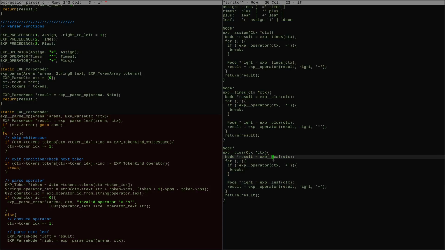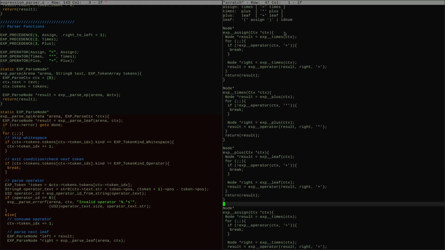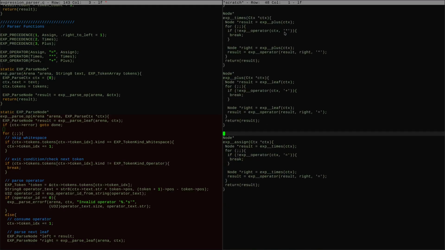So basically, this takes the leaf all the way up here, right? Because this is like assign calls times, calls plus, calls leaf. So it's like, okay, let's rewrite assign so that it matches this logic, but it's all in one loop. Right? That's the thought that starts it. So then you go, okay, it starts like this, if we be a little more literal. And then we do the loop.